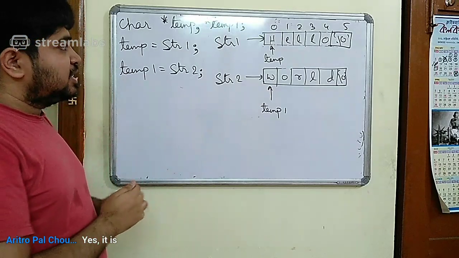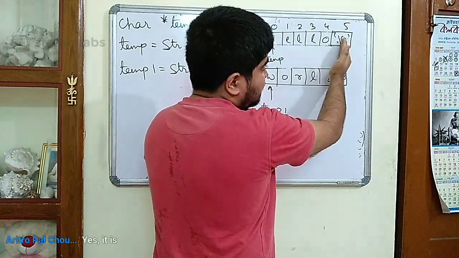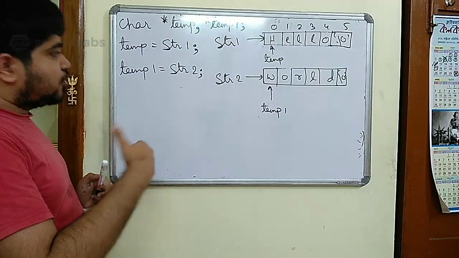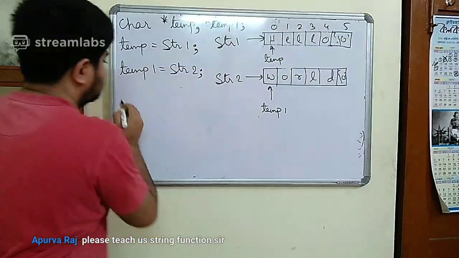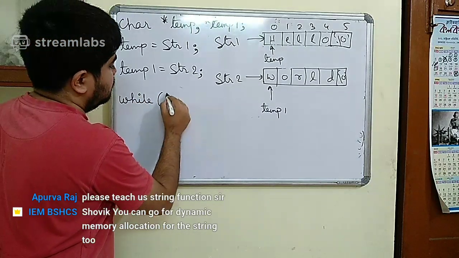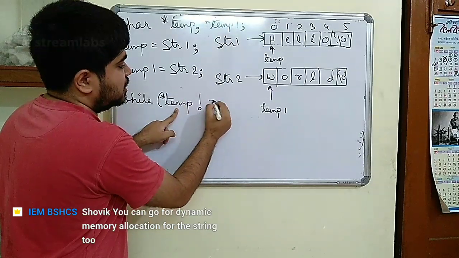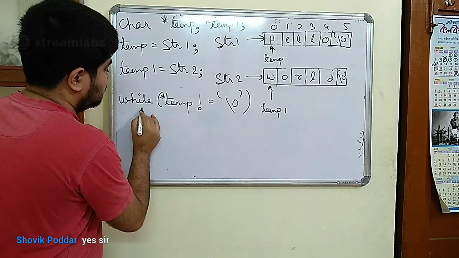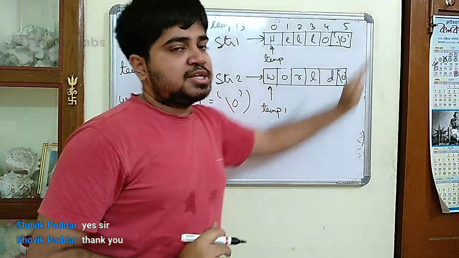Now I need to move this temp over to here, and I will keep on moving it till here, and then I will start copying all the content of this over in this. So let's proceed with that. First, move temp to the very last. So while *temp not equal to \0, what will I do? I will move temp, until it is \0, it will keep on moving. So temp is equal to temp plus 1.